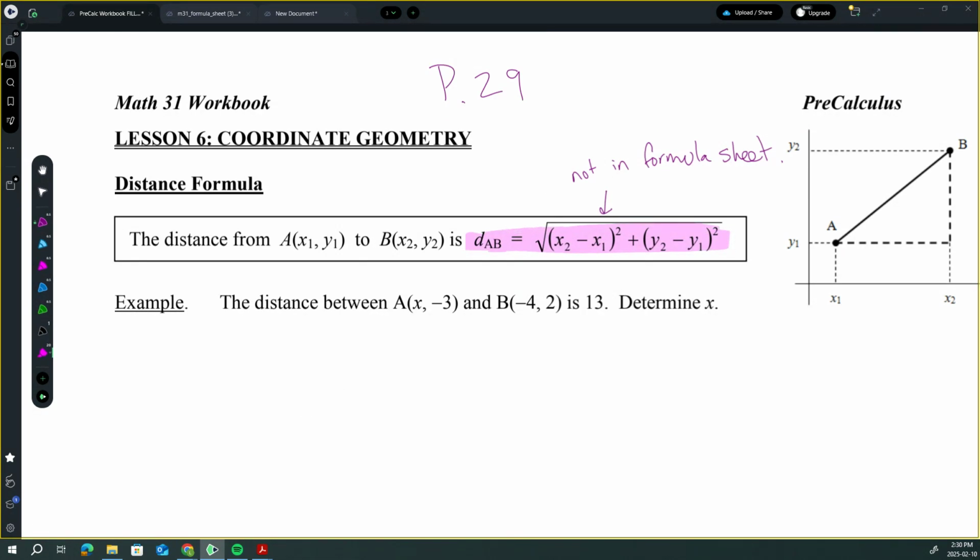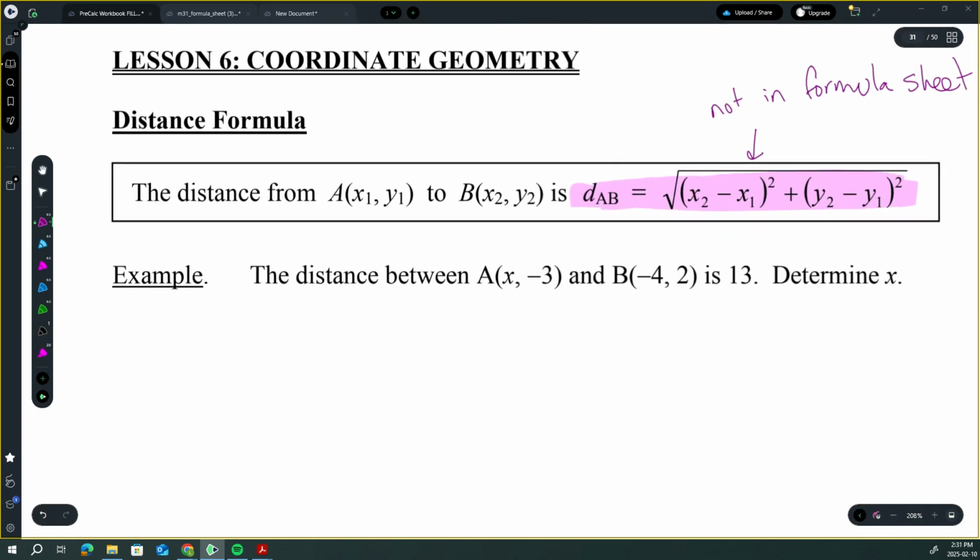So as an example here, the distance between point A, which has the coordinates of x and -3, and point B, which is -4 and 2, is 13. Determine x. Okay, so what I'm going to do is I'm just going to start out with the formula, and then we'll sub in later.